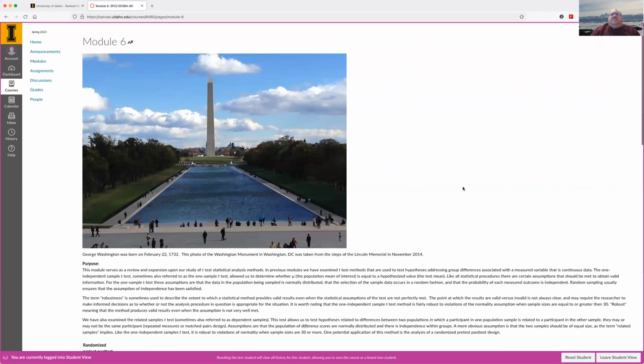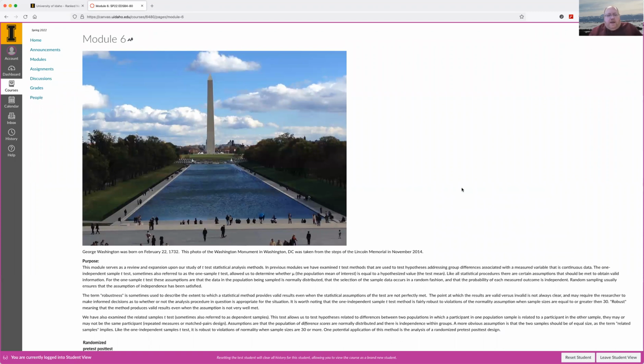In Module 6, the purpose is to serve as a review and to expand upon our study of t-test statistical analysis methods. In previous modules, we have examined t-test methods that are used to test hypotheses addressing group differences associated with a measured variable that is continuous data.